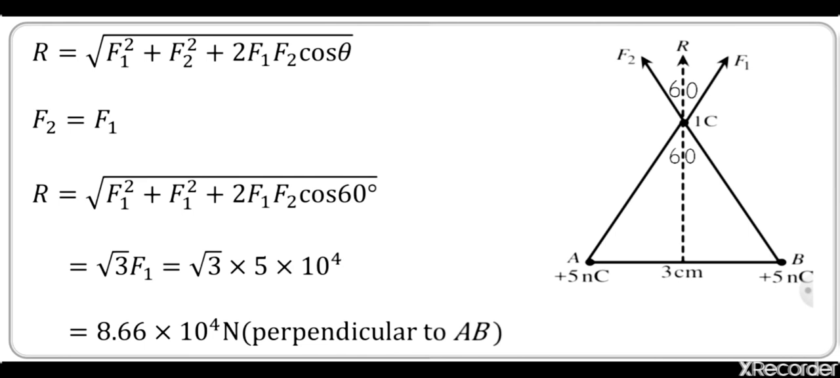Okay, now we found the F1 value, so substitute that F1 value there and find out the resultant force. That we got 8.66 into 10 power 4 Newton, which is perpendicular to AB. You can observe the resultant direction, it goes in between, and that line is exactly normal to the line AB. There is a dotted line, you can see. Yeah, this is the answer for the question.